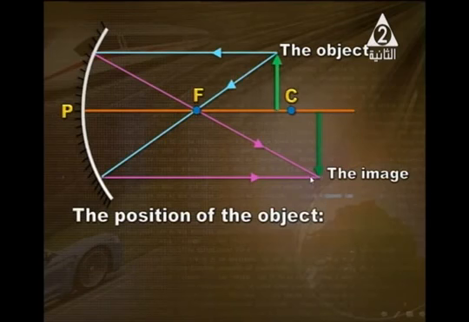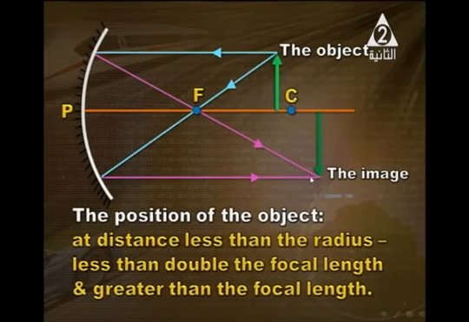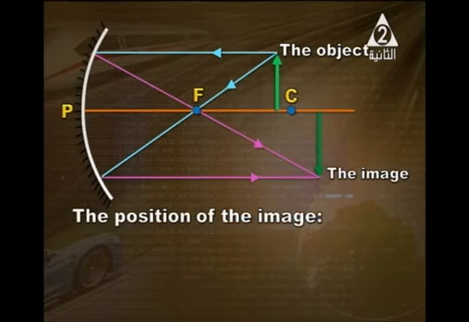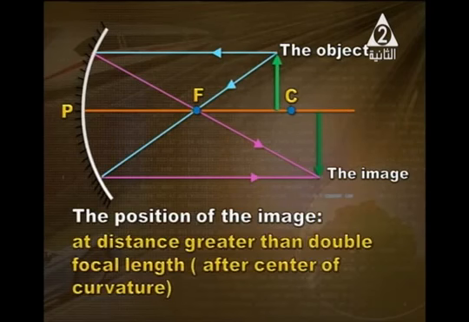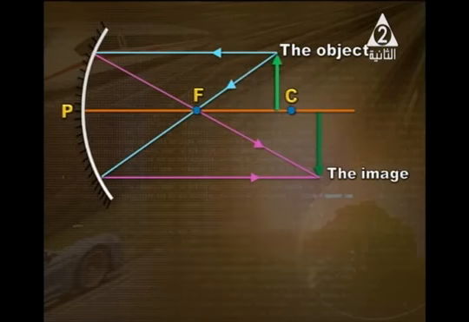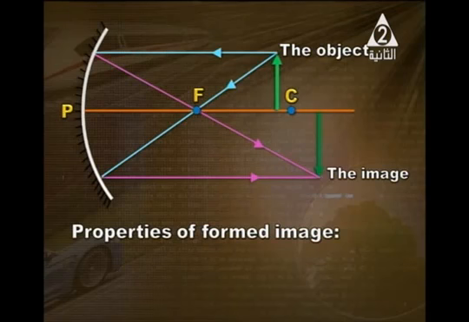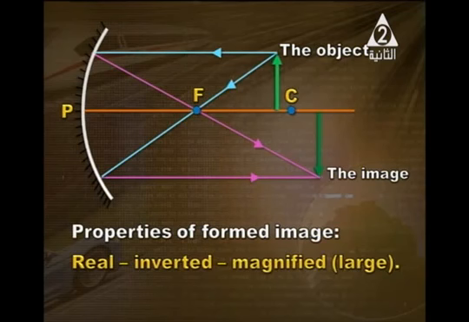The position of the object is at a distance less than the radius, or less than double the focal length, and greater than the focal length. Position of the image is at a distance greater than double the focal length, or after the center of curvature. Properties of the formed image: real, inverted, magnified.